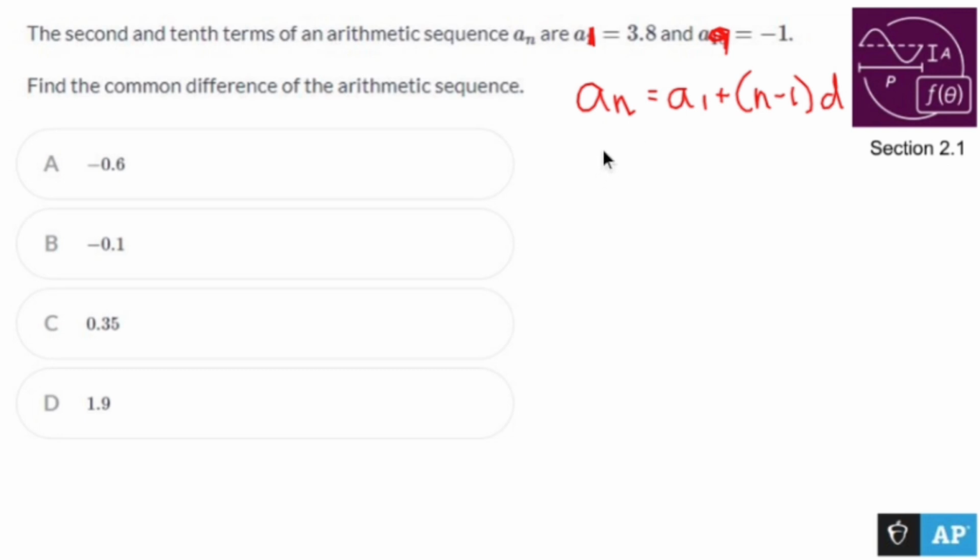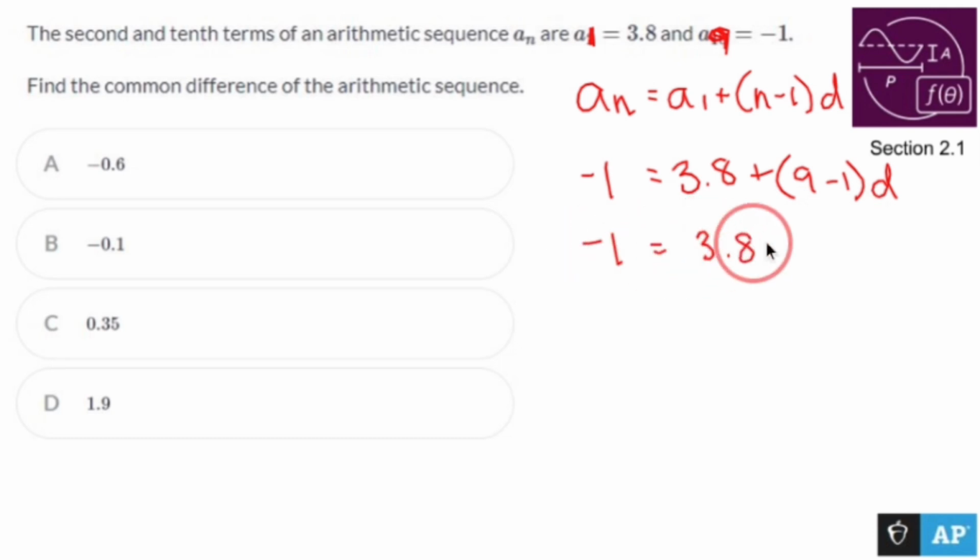So what I have is I have the fact that a of 9 is -1. I know that. I don't know the first term, except that I do. It's 3.8, because I just made it up. 3.8 plus the fact that we are using the 9th term minus 1 times the common difference. Now I have enough information to do the rest. -1 equals 3.8 plus 8d.